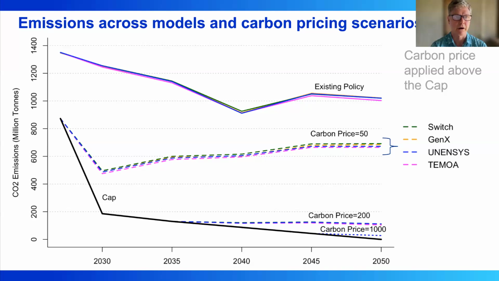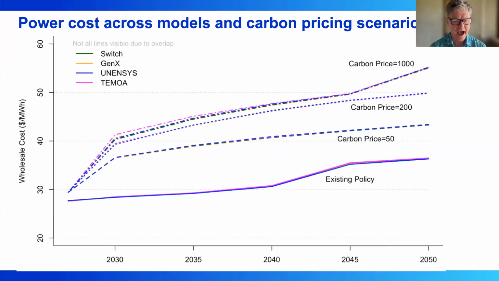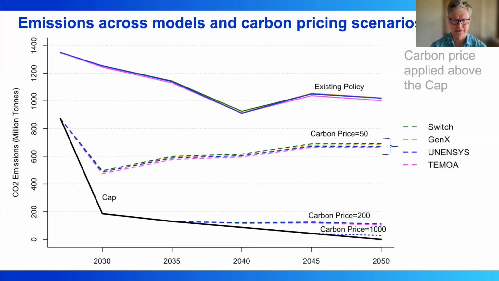So there are declines under existing policies, and maybe pretty substantial declines, but not like what we'd like to see to really affect climate change. Well, let me just talk about some of these other lines here. The cap is the solid black line there at the bottom. That goes down to 0 by 2050.